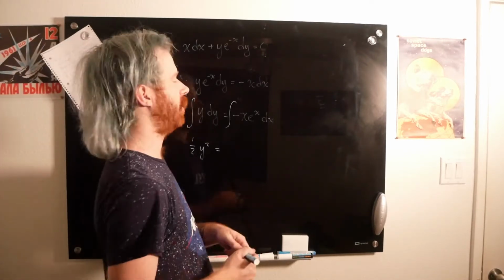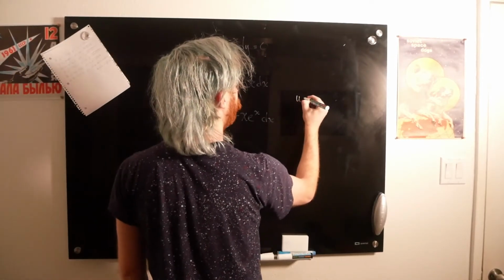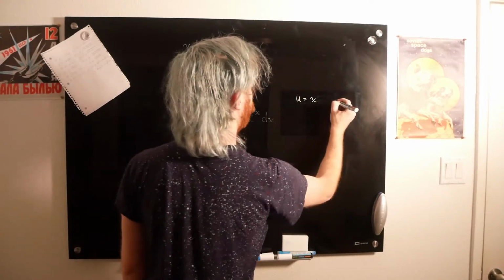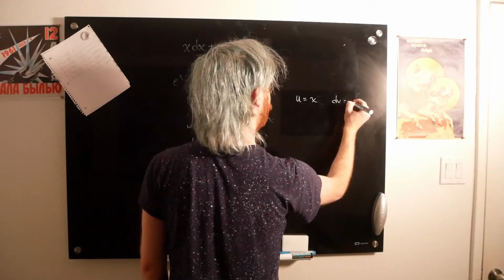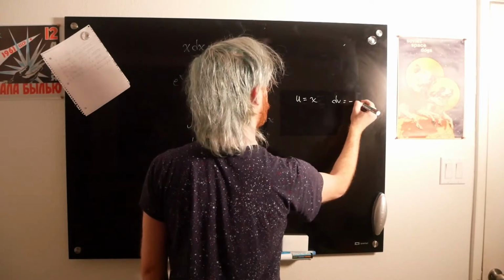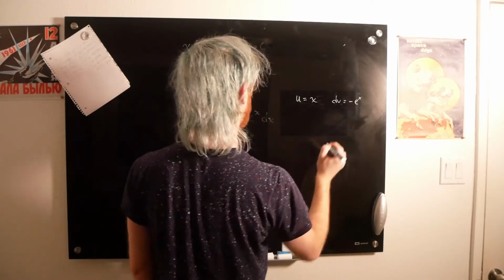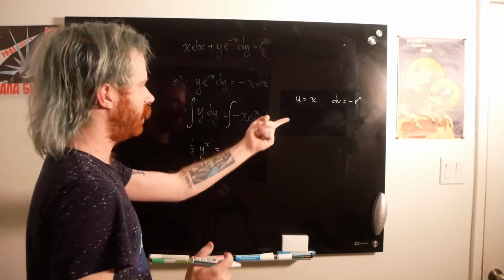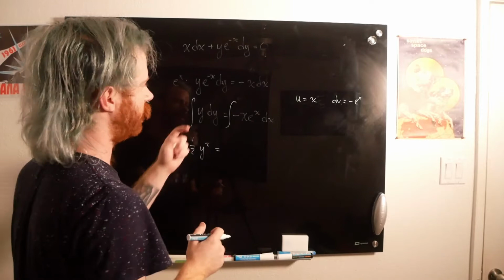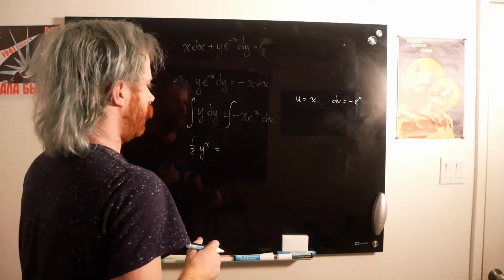You're going to have to use integration by parts. So we're going to set u equal to x, because that is the power that we want to descend. And then dv equals negative e to the x, because there's still a negative. You could just pull the negative out, but I like to do it this way because I can get lost, and it's just easier for me.